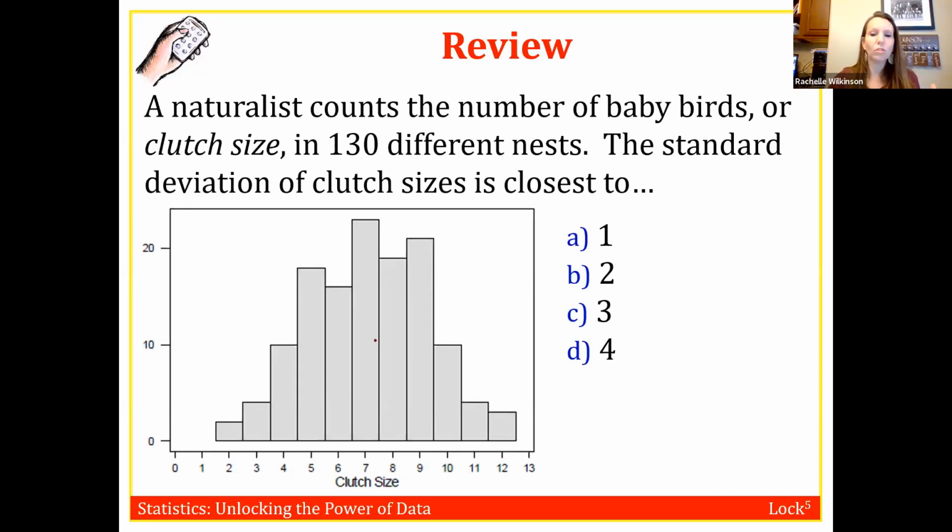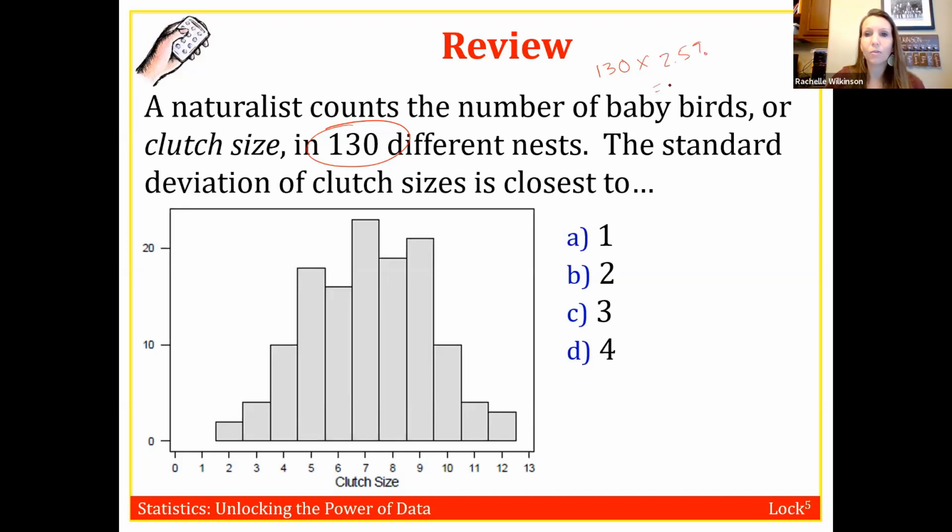To use that rule to estimate standard deviation, we're going to cut off a little bit, 2.5% on either side, and then draw lines where we cut that off. And in this case, they do tell us that there are 130 different nests. So if you have a hard time eyeballing what 2.5% is to cut off, one thing that might be helpful is you can actually compute how many observations 2.5% is. So if I just take 130 and multiply that by 2.5%.